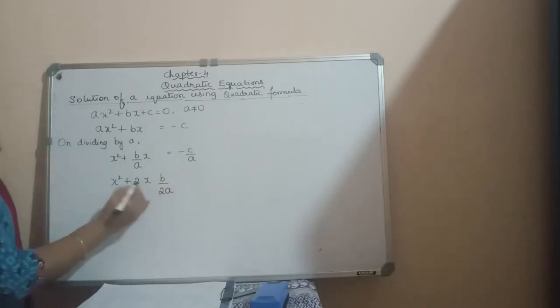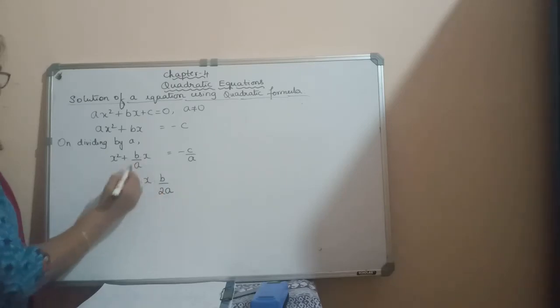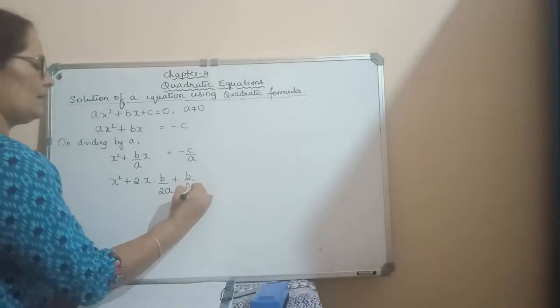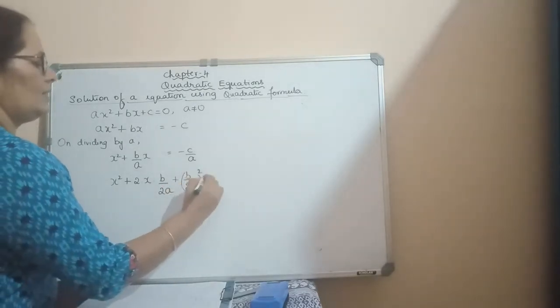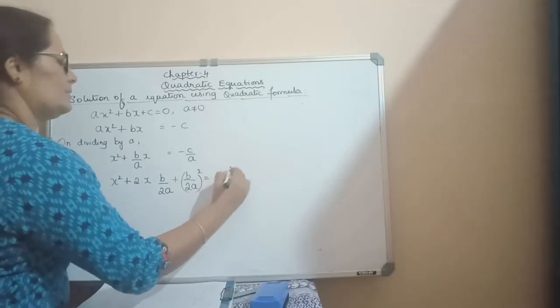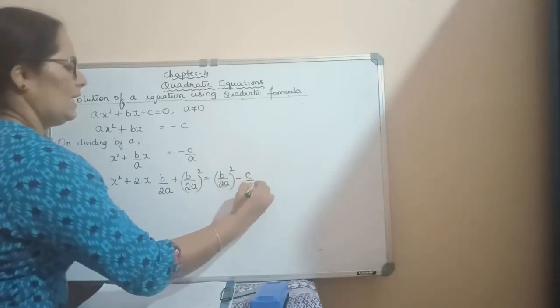Because see here, if you simplify, the 2 cancelled, so you will get b by a into x. It means you have to add b by 2a whole square on both sides of the equation: b by 2a whole square minus c by a.